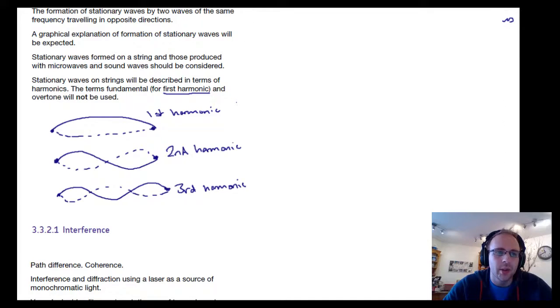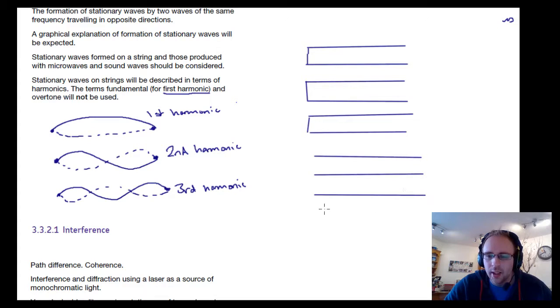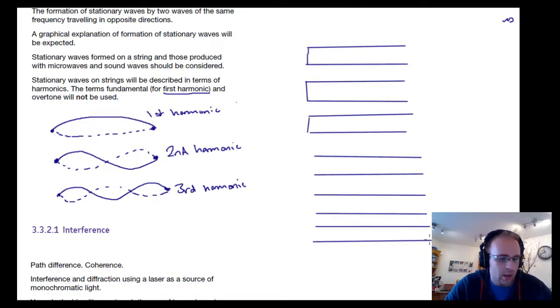We need to think about some other situations. So if I've got a pipe which is open at one end, closed at the other end, or a pipe which is open at both ends, then at the boundary between the inside of the pipe and the air we get reflection. But in that case, we get an antinode at the open end.